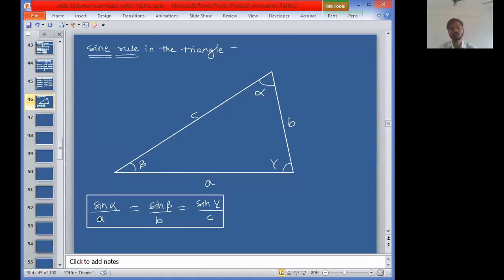What do we call it? Sine rule. Sir, can we take the reciprocal here? Yes.